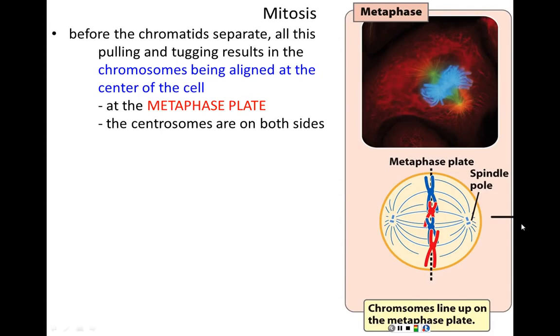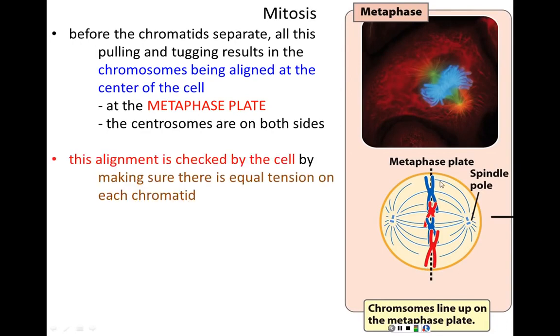Remember, the centrosomes are still on opposite sides of the cell. They're sending out their spindle microtubules. The microtubules are attached to each of the kinetochores on each of the two sister chromatids, but the sister chromatids are still held together by cohesin. And so we have an equal and opposing force being exerted on these chromosomes, keeping them lined up right in the middle of the metaphase plate. Now this alignment is checked by the cell. This is actually a mitotic checkpoint.